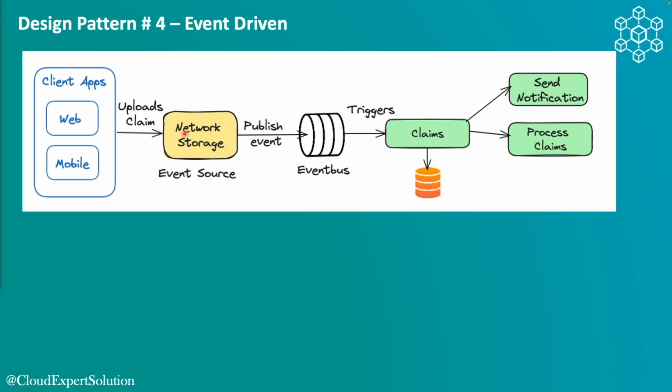In event-driven architecture, our client applications will still upload the claim document into some network storage. But in this event-driven case, this will work as the event source. Instead of the claim module scanning the location, my event source will publish an event as soon as there are some documents available, and that event will be queued into the event bus. Then the event bus will trigger the claim module, and the claim module will then send an acknowledgement or start processing the claim. We can even invoke the acknowledgement notifications and the claim processing together from the event bus.